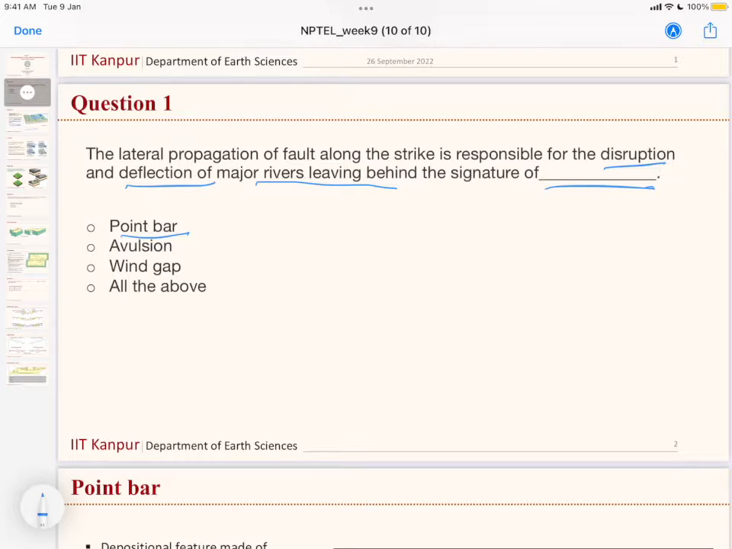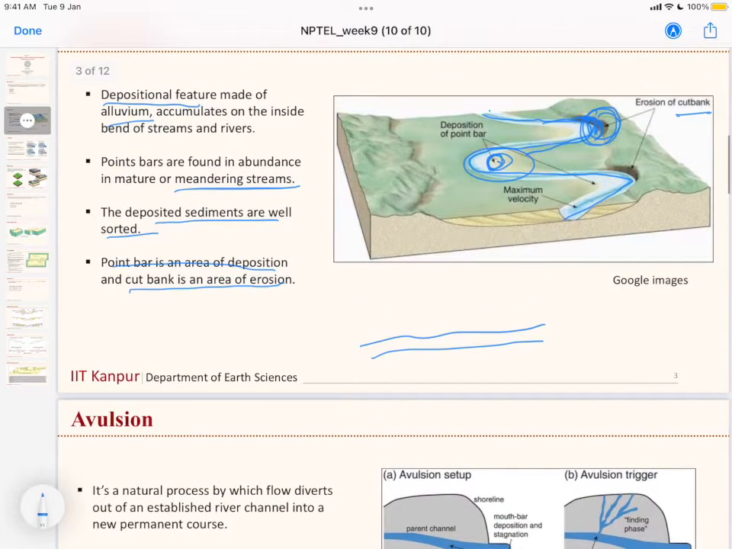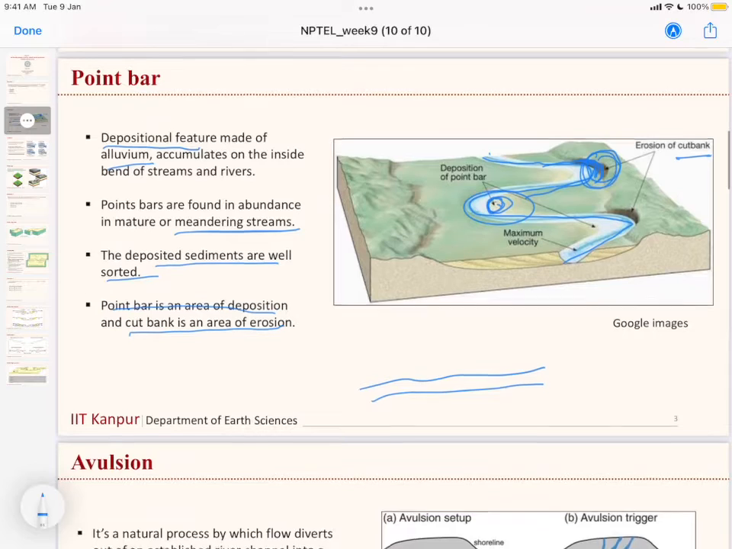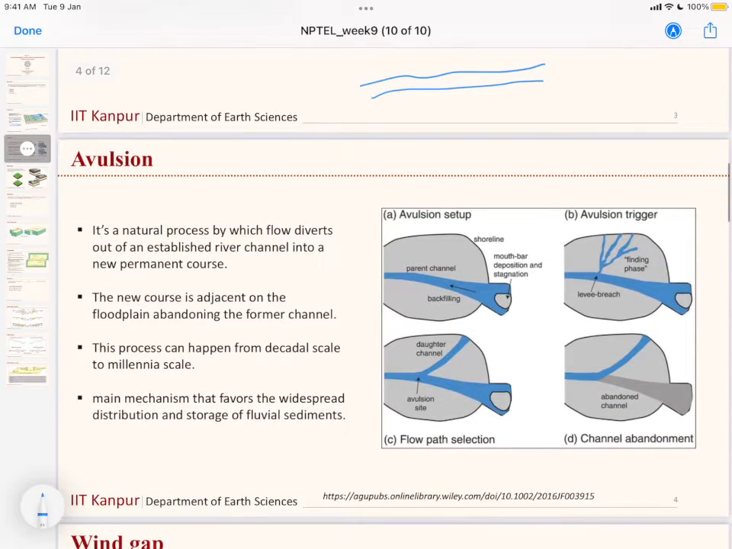So we were discussing the first option, that is the point bar, and I hope you already know about the point bar. Now moving forward, let's understand the avulsion, or the second option of the question. Avulsion is an interesting process, and remember that it's a natural process.